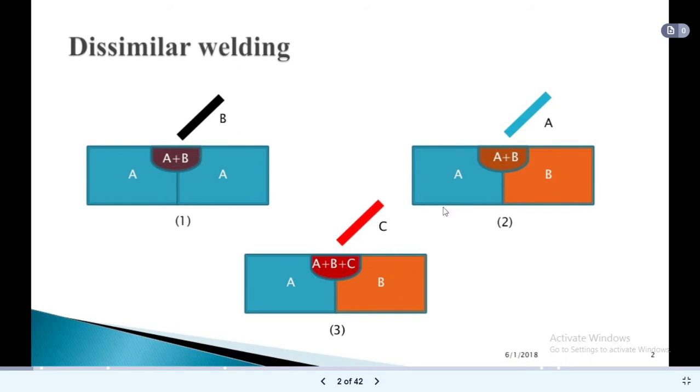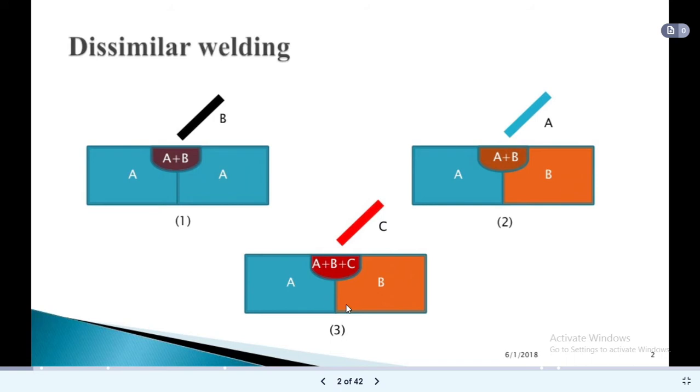Here in image 2, there are two different materials, A and B. Material A has some different property, material B has some different property, and we are using a filler material which is the same as the base material A. That is, there is base material A, base material B, and the filler is made up of the base material A. So we will get a combination of A and B.